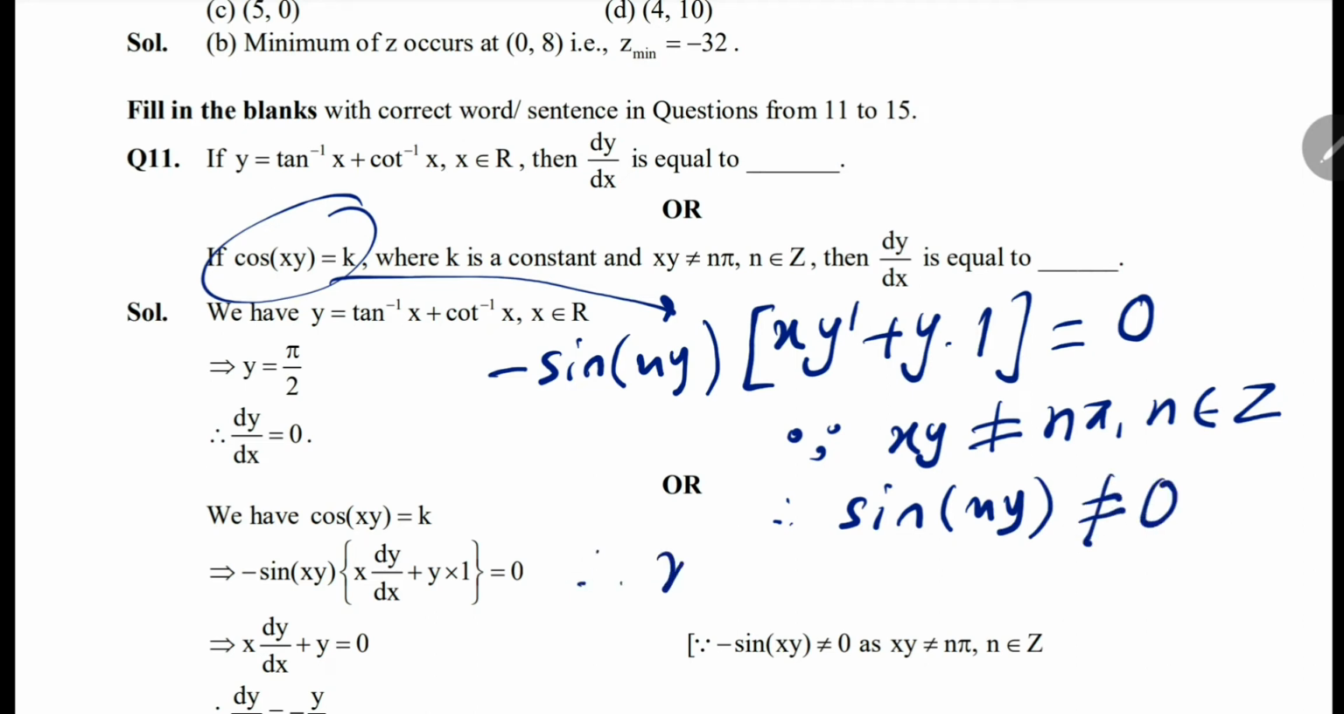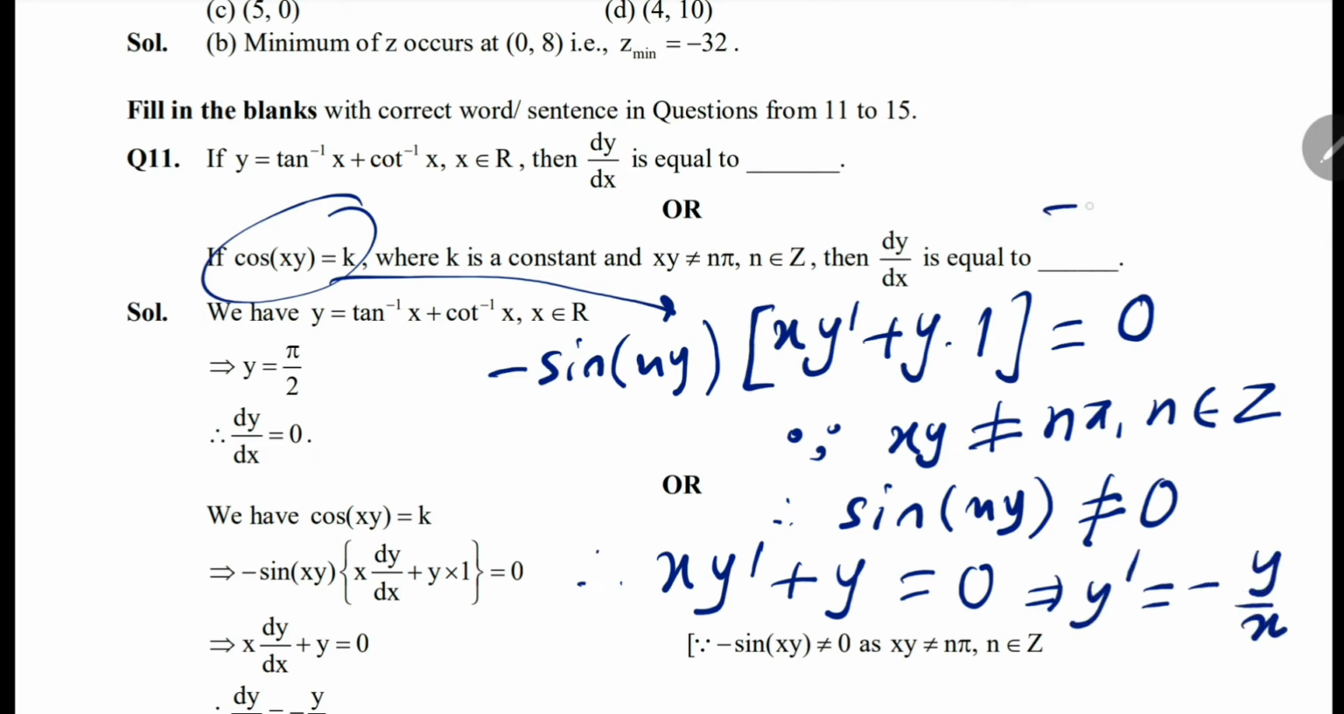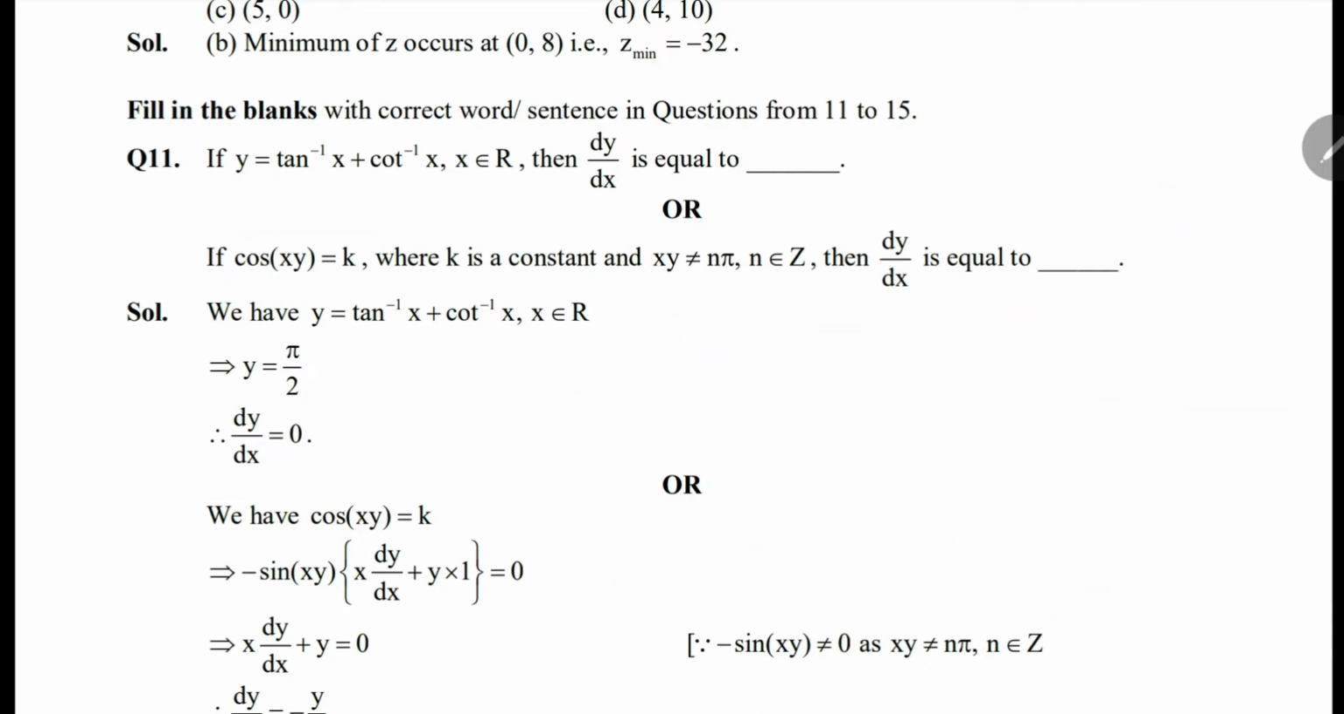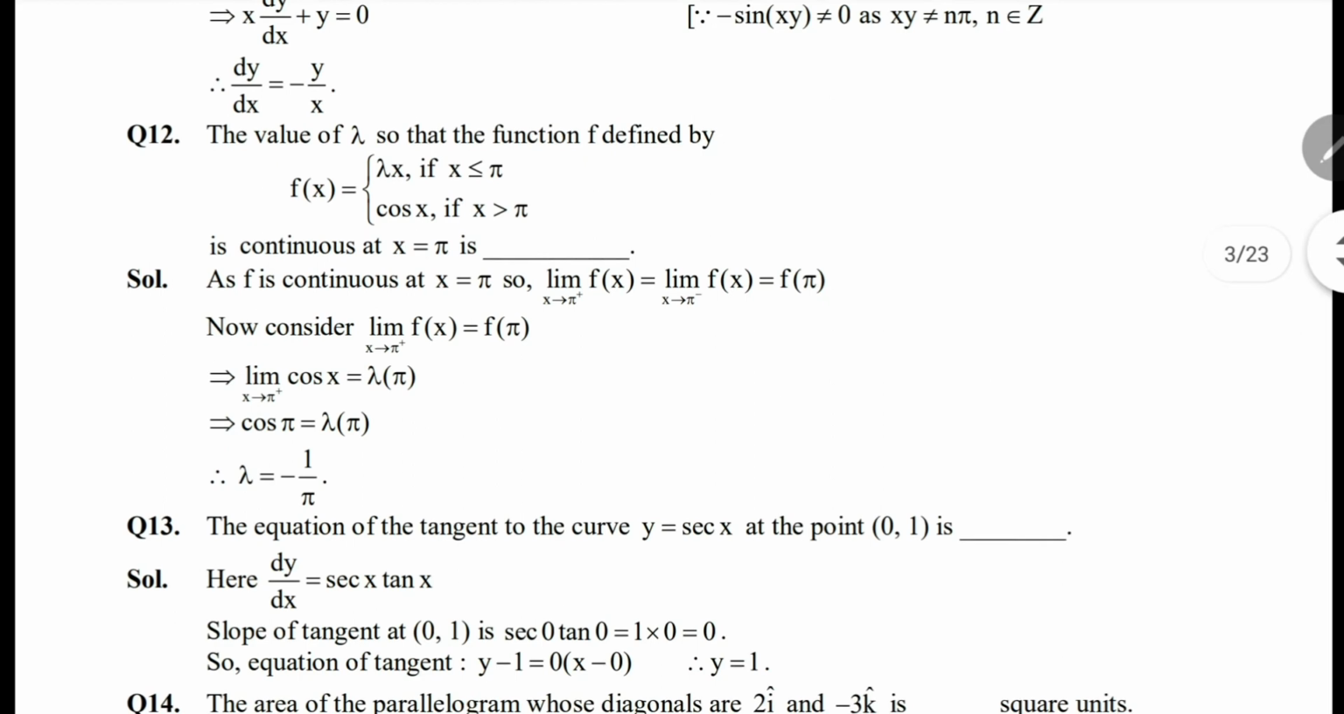So that clearly means x into y dash plus y must be 0, which on simplification will give us y dash equals minus y upon x. So this is the answer of this problem, meaning minus y upon x will be the derivative of this function in the given conditions. Okay, now moving to the next problem, question number 12.